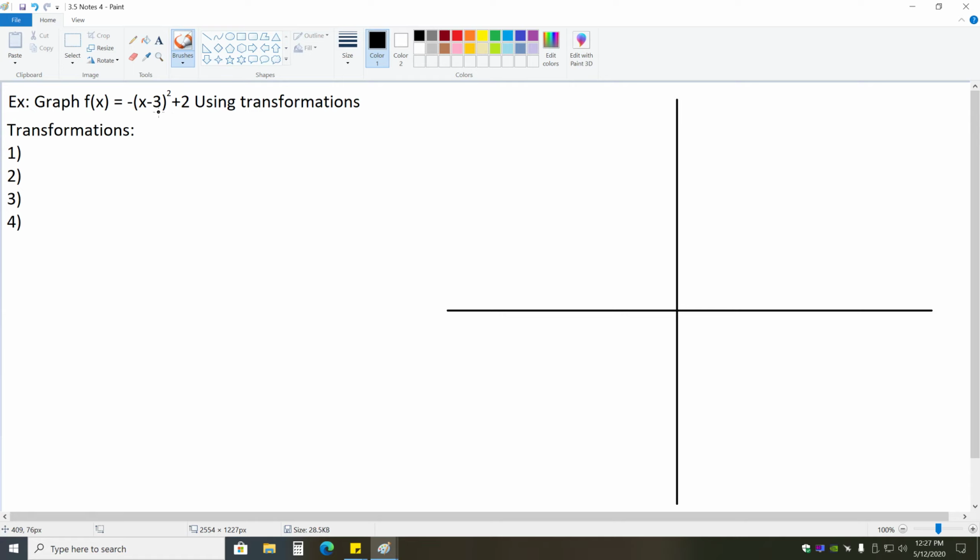And we have a process to go about this, an order that we should follow. The first thing we should always do is make note of what the parent function is. So in our list of transformations, the parent function should always come first, and the parent function in this case is x squared. We are dealing with a parabola in this problem because of that square.